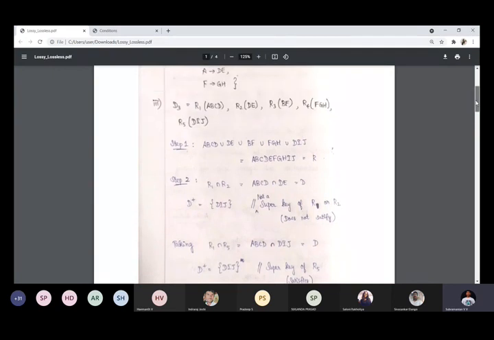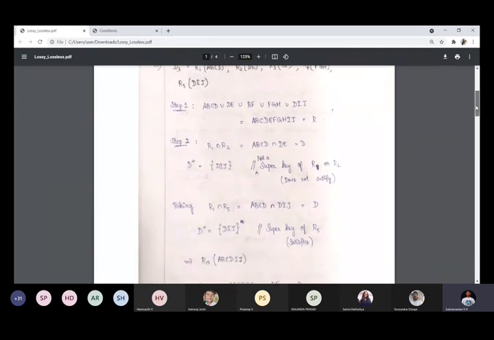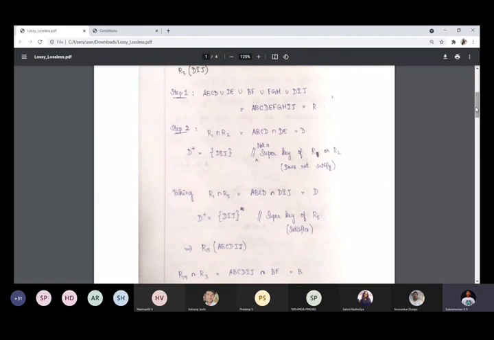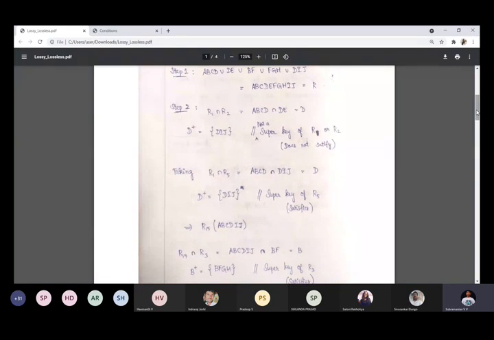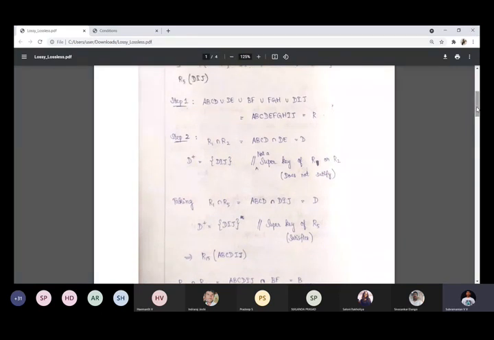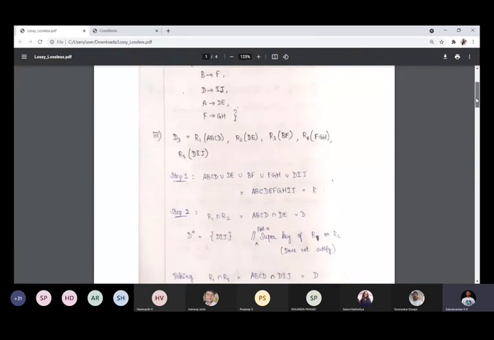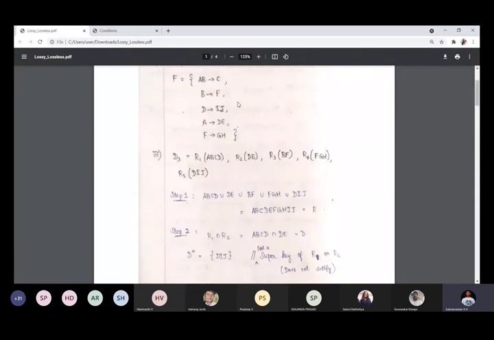So we have R1 as ABCD and then R2 as DE. If you take the intersection of them, it will be D. And there is a concept called closure, where you have to take all the dependent elements corresponding to that particular element, which is the intersection. So taking D closure, as per the functional dependency given, D corresponds to IJ. So the closure of D would be DIJ.